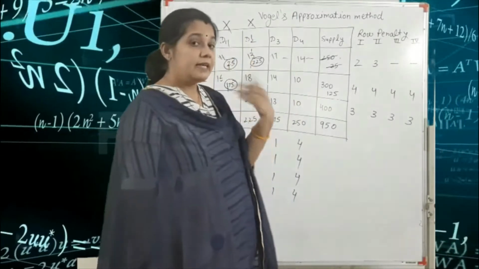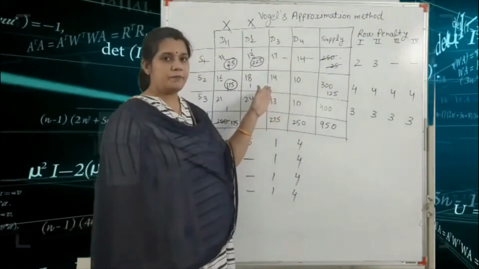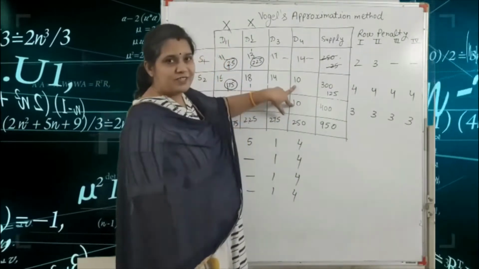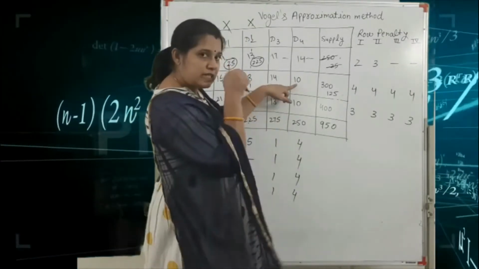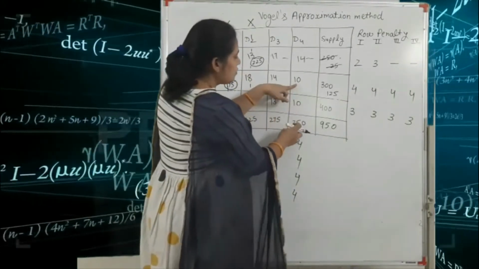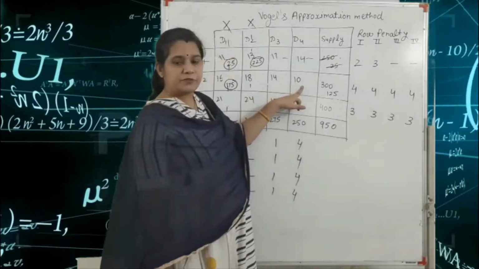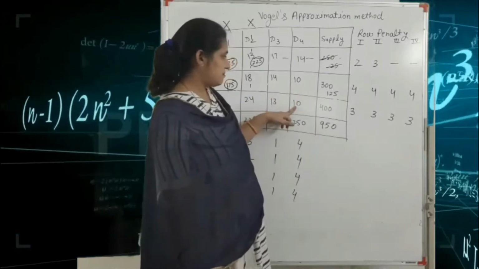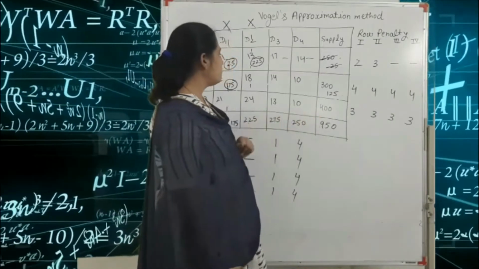Keep in mind, if we choose this 4, so allocation is D4 column. Got it? So in the D4 column, we have the two same values 10, 10. So you randomly select if you choose this 10. Got it? So 250 and 125. So we allocate the 125. Got it? And if we choose this 10, so we write here the 250 and the 400.